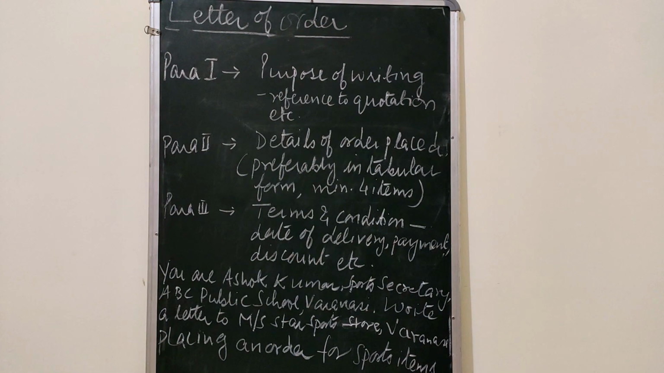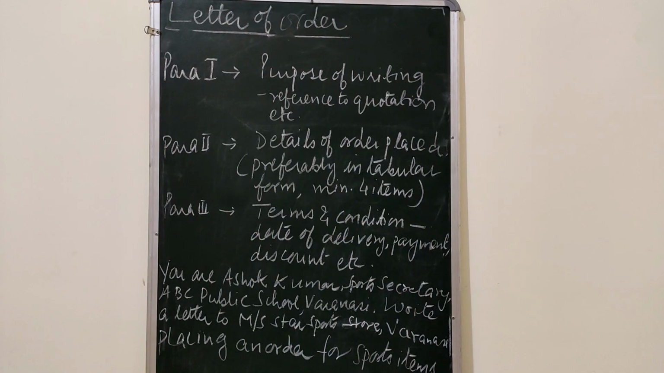As it is very clear, in every letter or any long composition, we have to divide the whole matter in minimum 3 paragraphs. Now in the letter of order, the first paragraph will be, as you see it, the purpose of writing. Why we are writing the letter. So in that we may give some previous correspondence or any reference to quotation or something like that. Now coming to para 2. Now para 2 talks about the details of the order placed.